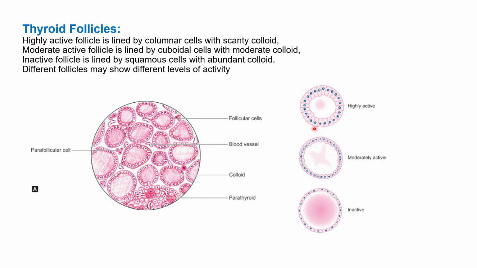This is lined by tall columnar cells and scanty colloid. Then you can see this moderately active follicle, which is lined by cuboidal cells and moderate colloid inside it. And there is an inactive follicle which is lined by squamous cells with abundant colloid.